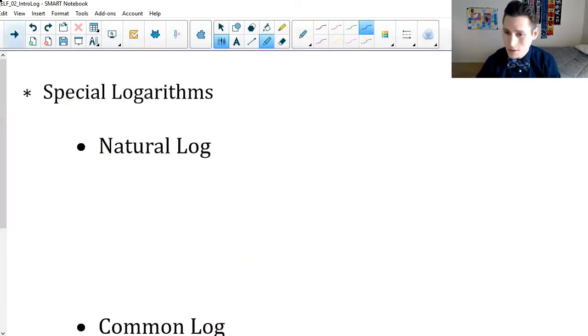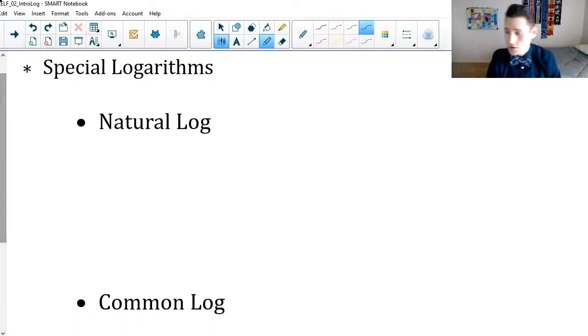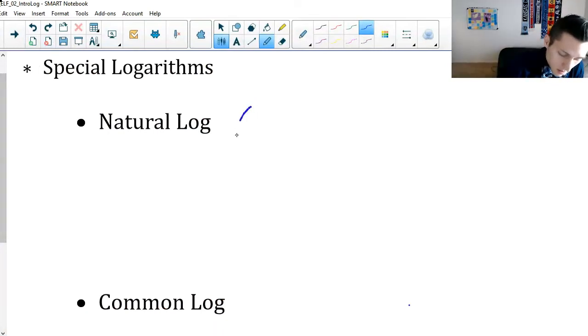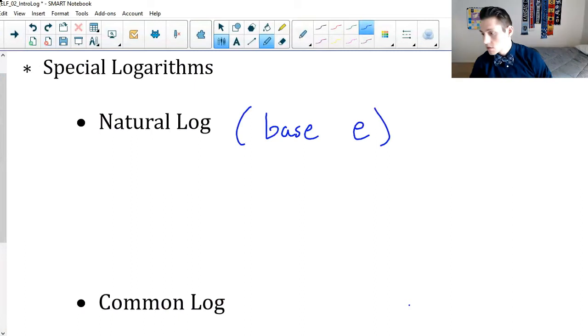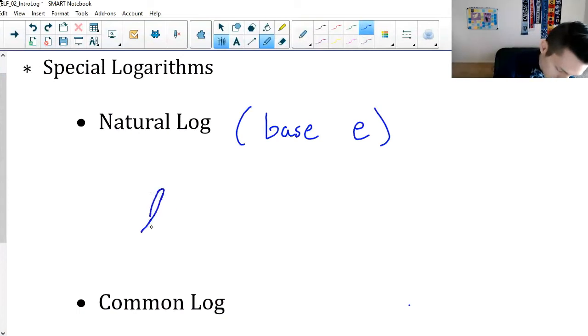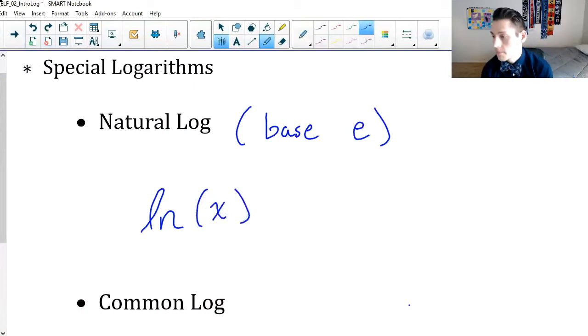So there's a couple special logarithms. And the first of which is called natural log. Natural log is just a logarithm that is base e. All right, that wonderful number that we just figured out. And the way that we write natural log is instead of writing log and then the little e below it, we write it like this, ln.